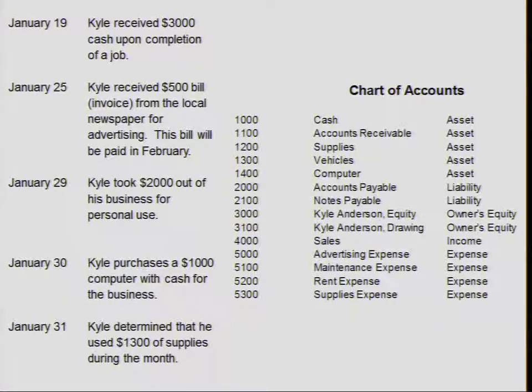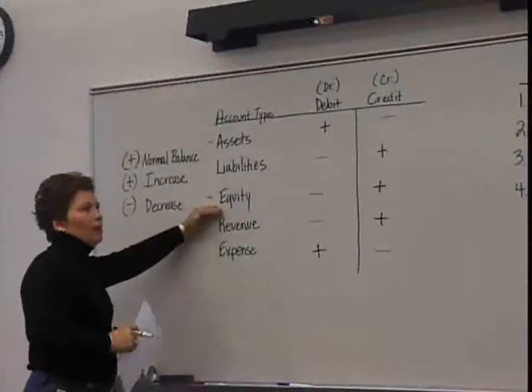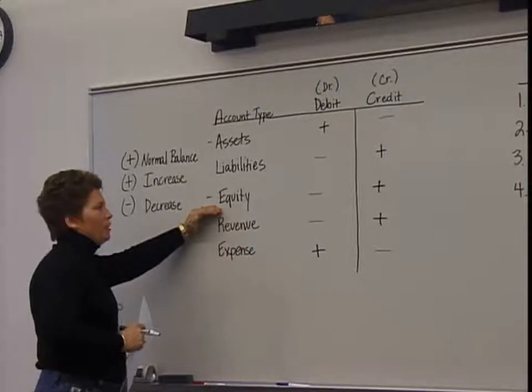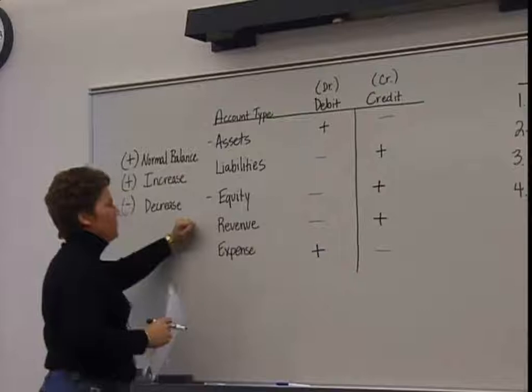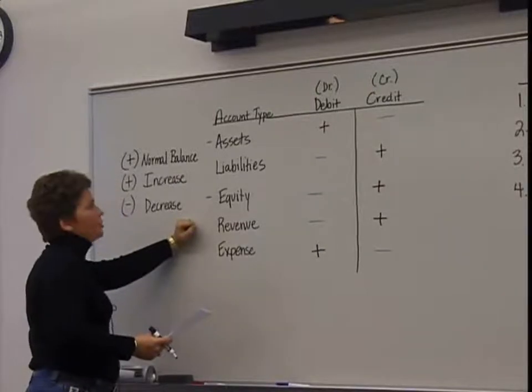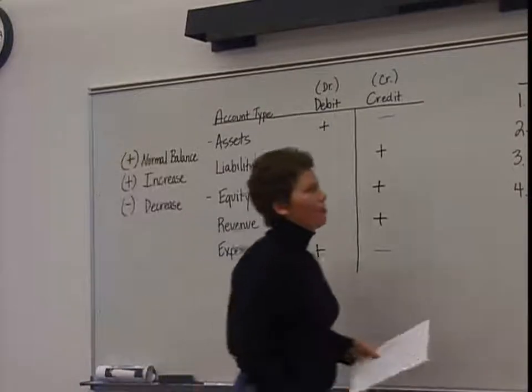So if we look here at the normal balance table, which accounts will we use? We will be using an equity account called Drawing, and we will be debiting that to show that we're increasing that account. And then we will be crediting cash because we're taking that $2,000 out right away.